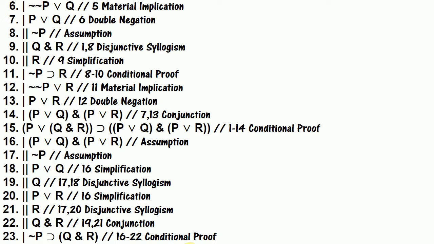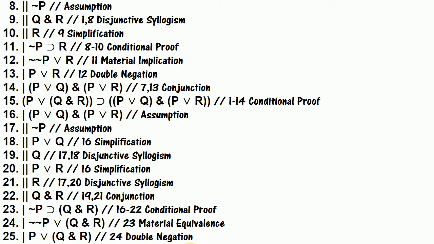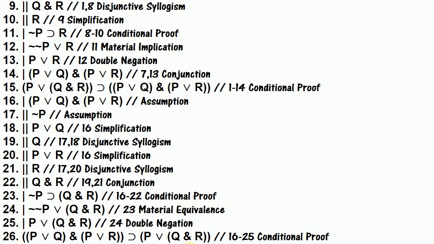So now we can close off this conditional proof and we get if not P, then Q and R. And we now want to change this into a disjunction. And we get rid of the two negation signs by double negating it. And now we can close off this conditional proof. And we get if P or Q and P or R, then P or Q and R by conditional proof.